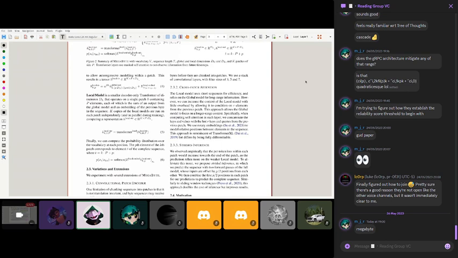Then they use rotary embeddings. I'm not totally sure what a rotary embedding is, but an embedding in general, to model the relative positions between elements in the sequence. This is apparently reminiscent of prior work known as Transformer XL.